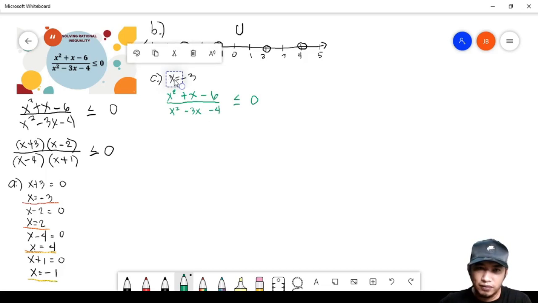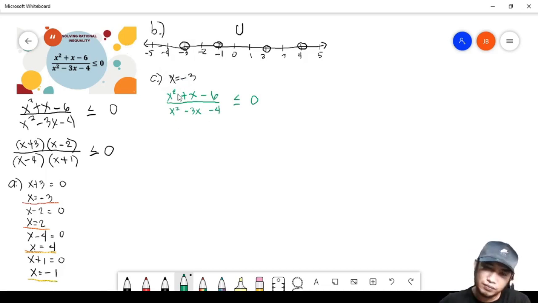lipat natin ito. Good. Okay? Malipat. Sige. Dan gawin natin, buburahin natin. Ayaw palipat eh. Ayan, mabura na. Okay? So, ano yung una?